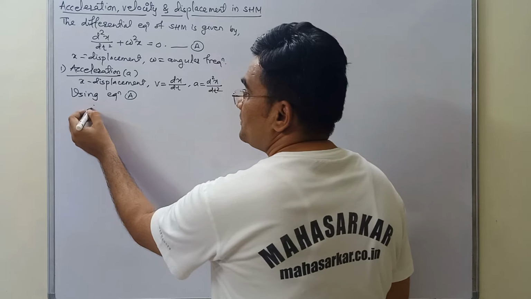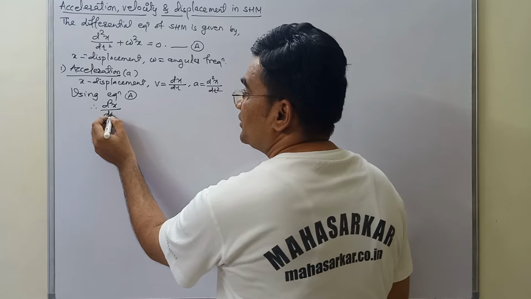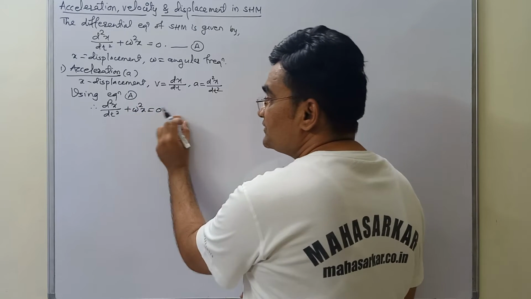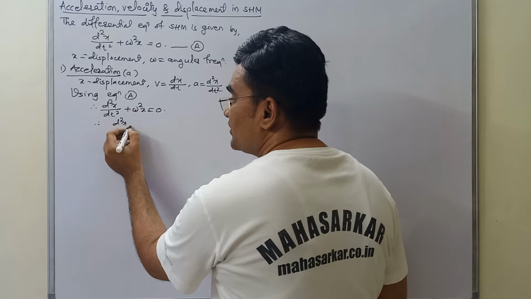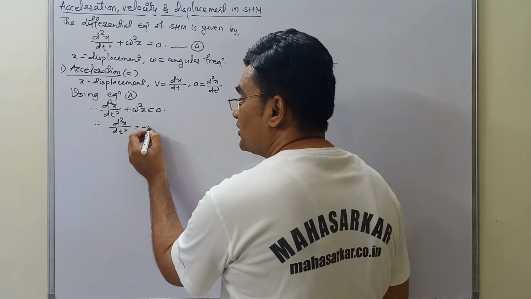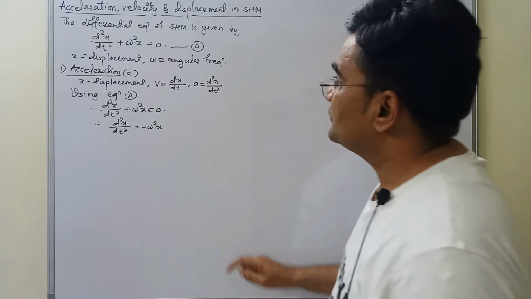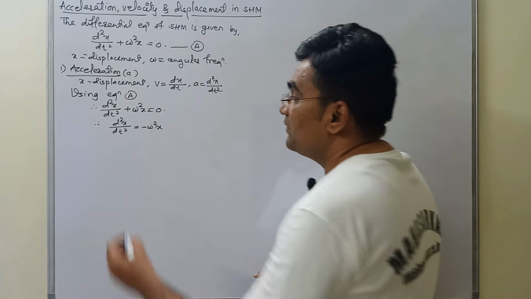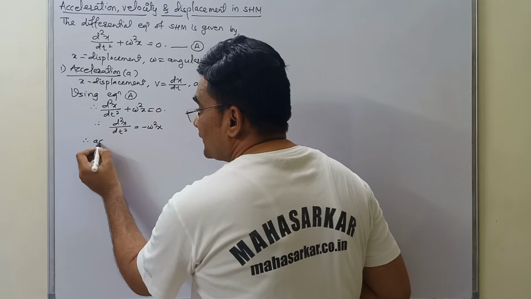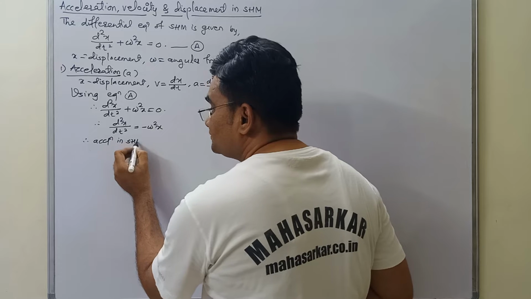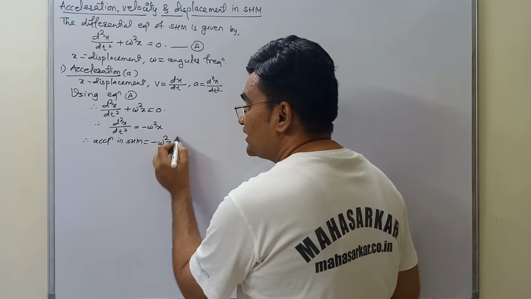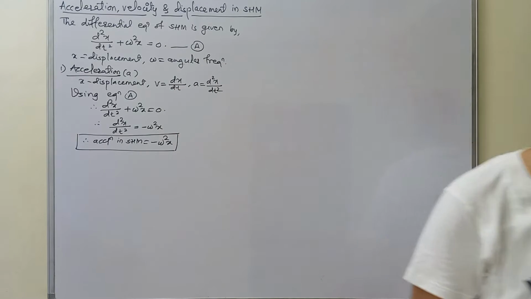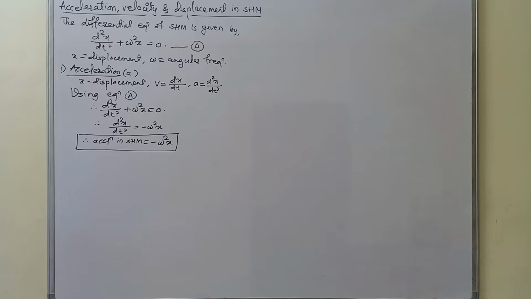See, d square x upon dt square plus omega square x equal to 0. Shift this plus term to this side, so we will get d square x upon dt square equal to minus omega square x. As you can see, d square x upon dt square is nothing but acceleration. So finally this value on LHS, that is the acceleration in SHM, can be obtained as minus omega square x. This equation gives the acceleration of particles performing linear simple harmonic motion.